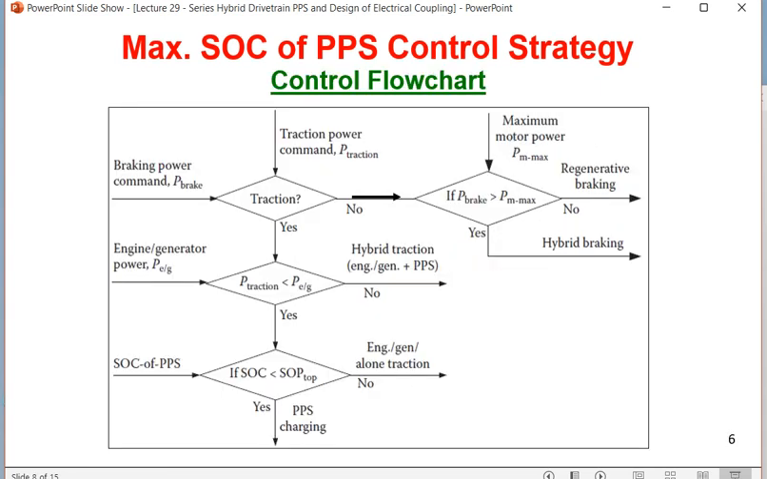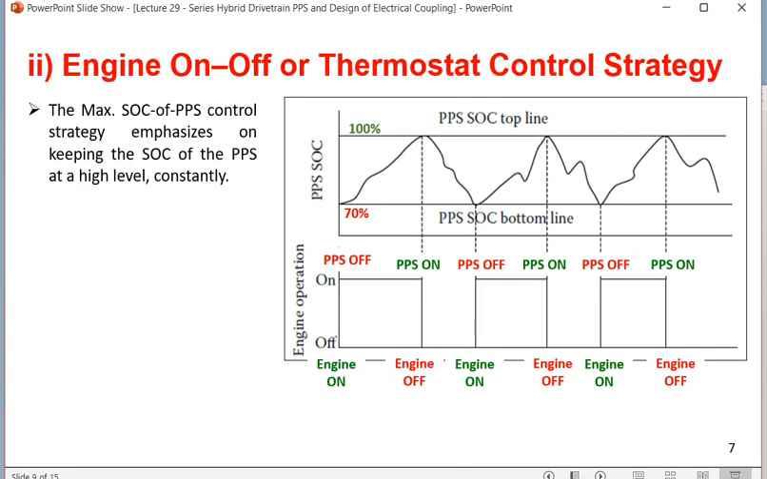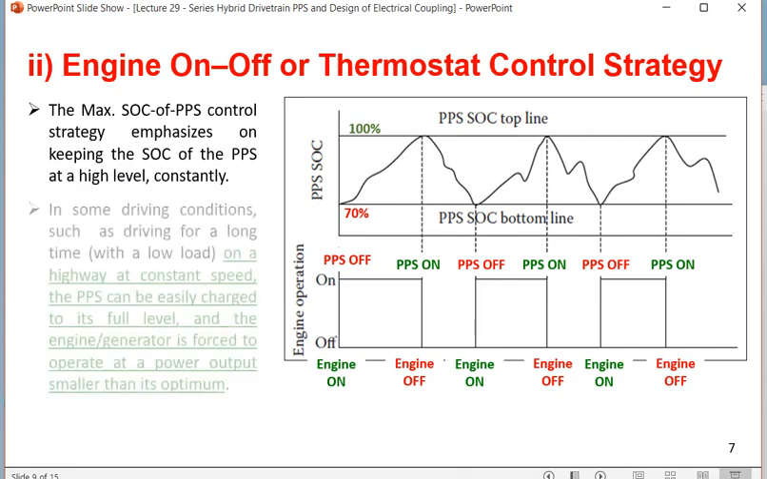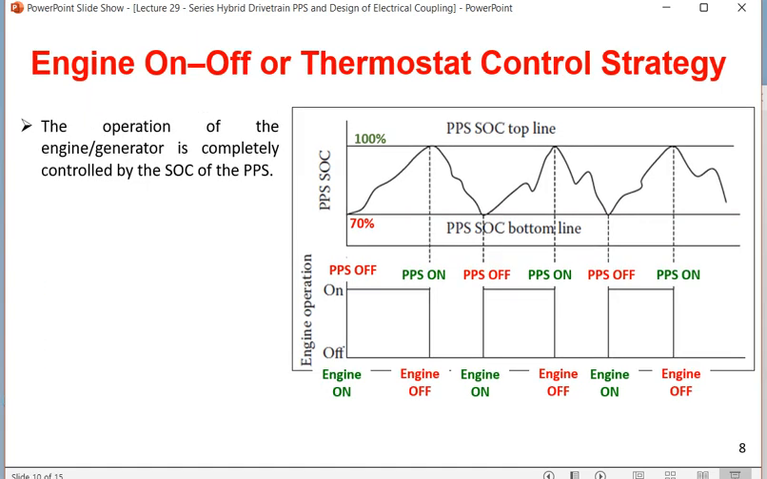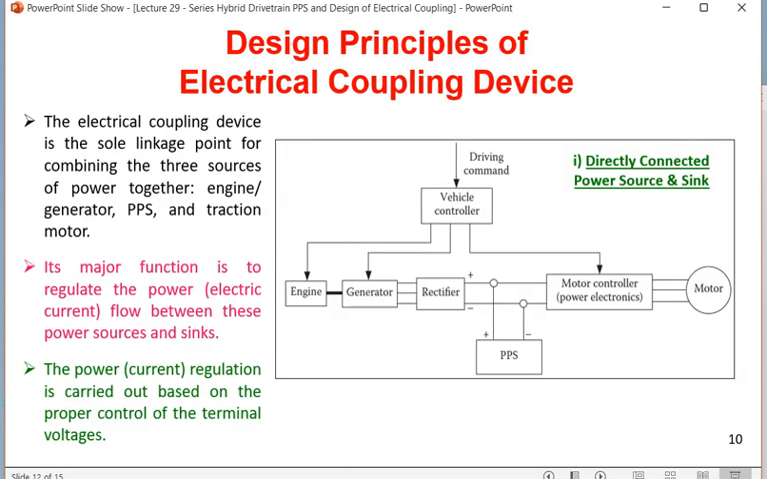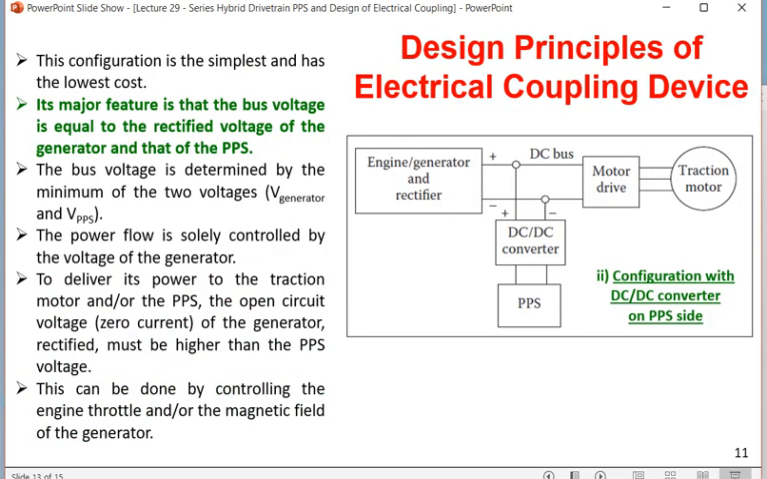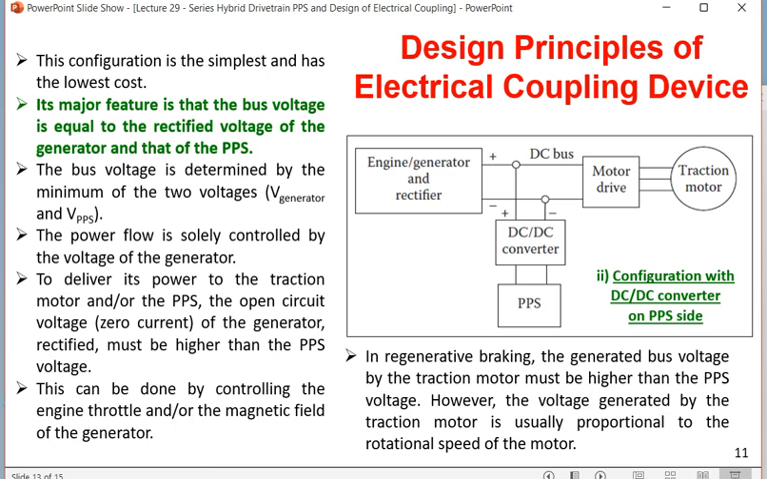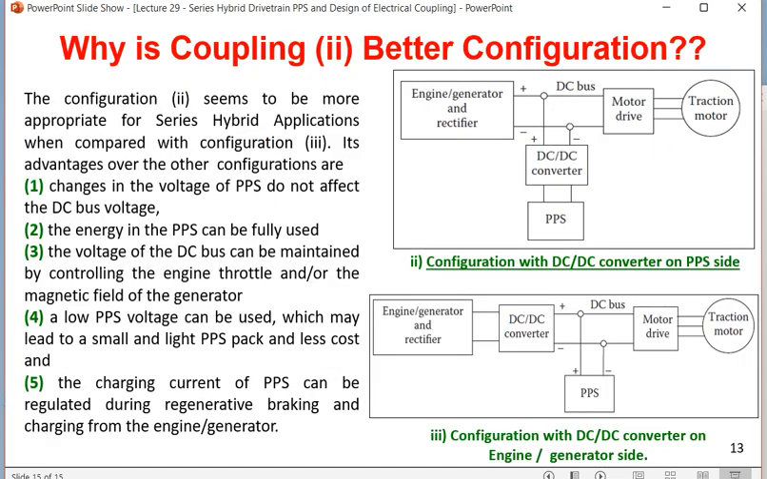And then you can go for this flowchart. Then there can be a 5 mark question on the engine on off thermostat control strategy. It cannot be a 10 mark question, and you have to say that this on off of the engine and PPS can be done by means of a thermostat. Last question, that is what are the 3 different control strategies for the electrical drive coupled design, and it can actually be a 5 mark question, where to place the DC to DC converter to get the maximum control and why. Okay, so if you prepare this last slide also, you can answer this 10 mark question.